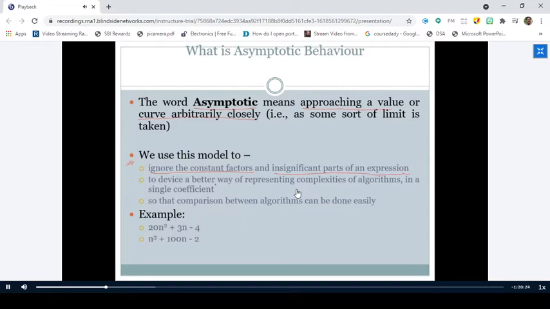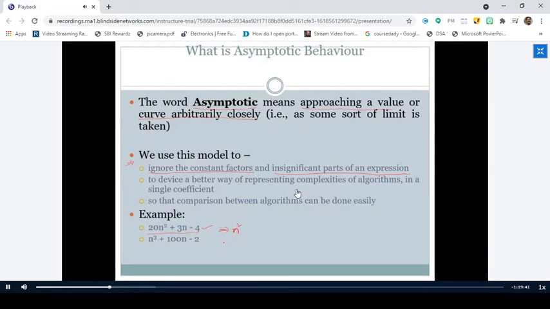So for example, you take this one. What is this expression? Can you see this expression? Quadratic expression, sir. Yes, a mathematical expression: 20n square plus 3n minus 4. If we apply the asymptotic notation to this, the final result will be n square only. We have an expression 20n square plus 3n minus 4, but the final result that we will obtain is nothing but n square.